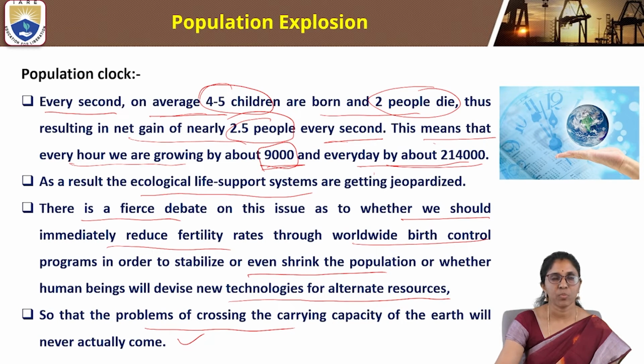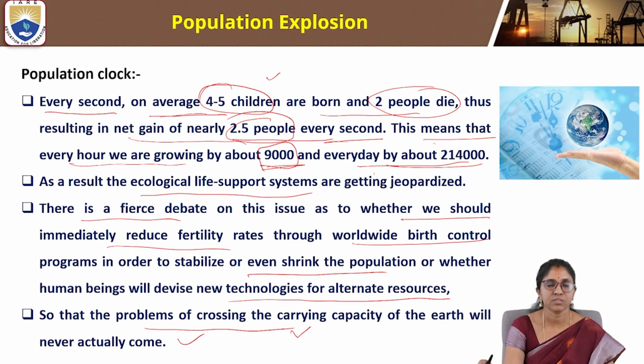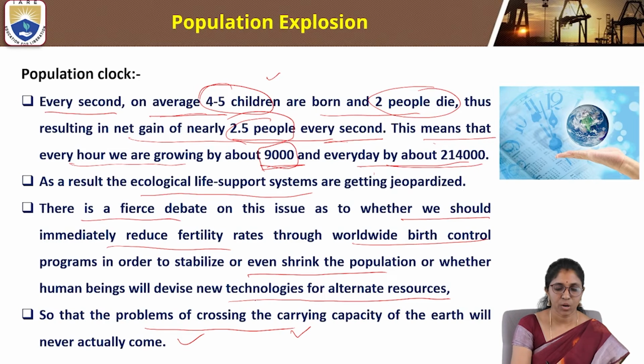So this is the population clock. By the population clock, we will know the net gain of population. Here we are getting 2.5 people every second, 9,000 people every hour, and 2,14,000 people every day. So that the problem of crossing the carrying capacity of Earth will never actually come.